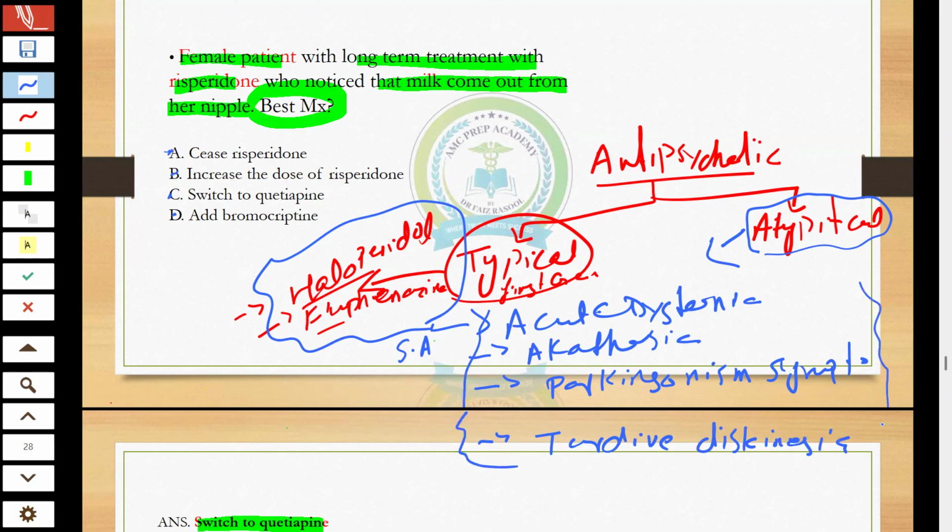So for acute dystonia, we have to go with benztropine. And in akathisia, we have to go with a beta blocker like propranolol.